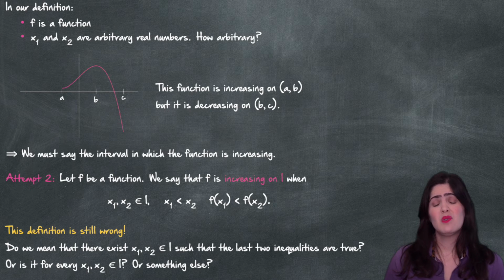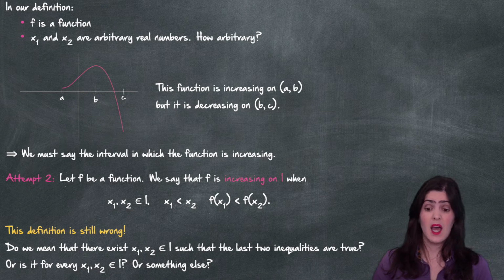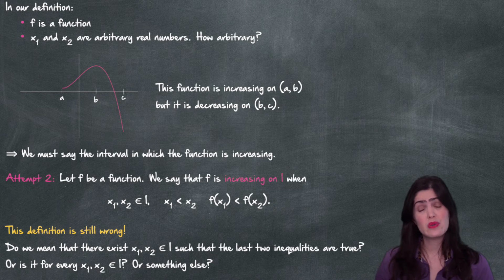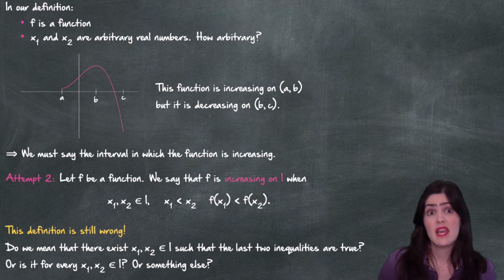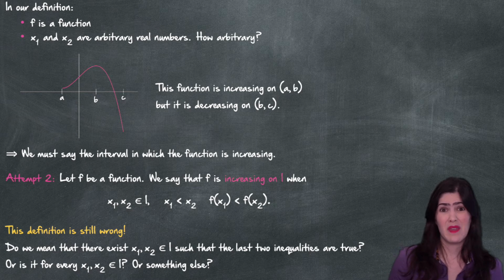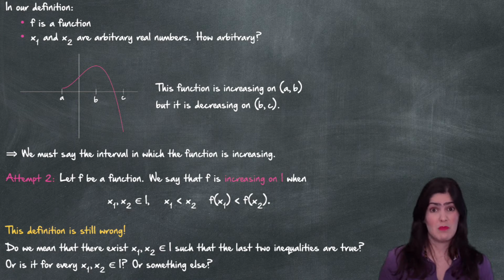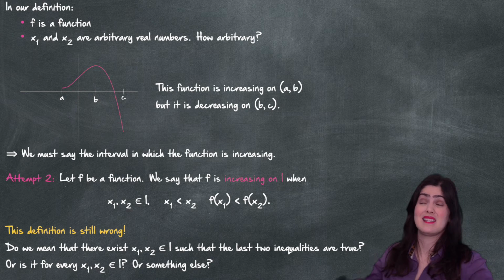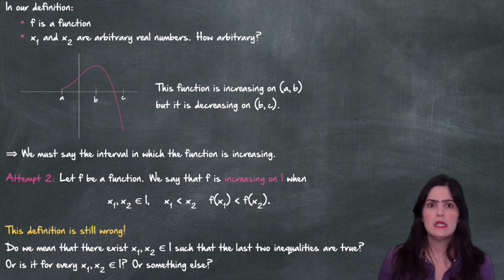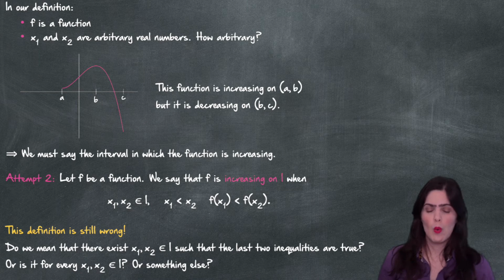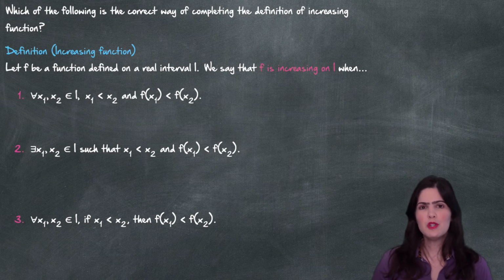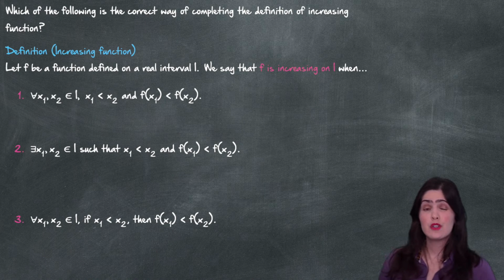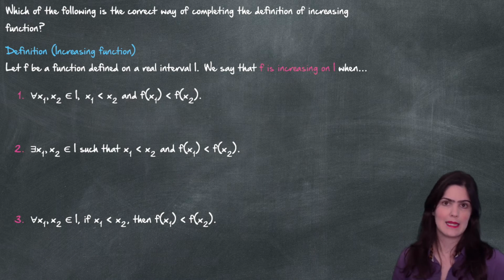Because, you see, do we mean that there exist x1 and x2 in I such that the 2 inequalities are true? Is this for every x1 and x2 in I? Do we mean something else? What is the relationship between x1 being less than x2 and f of x1 being less than f of x2? I don't know. It is not clear. So we need to work a bit more. We have to go a bit further with this. Okay, so I'm going to give you 3 options of how to complete the definition and see if you can get the right one.